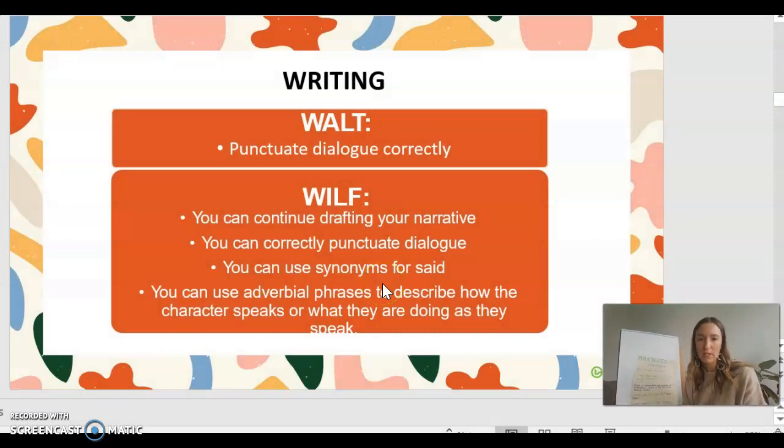So what we are looking for today is that you can punctuate your dialogue correctly. You're going to continue working through your narrative, but with a focus on punctuating your dialogue, thinking of synonyms for said, and using adverbial phrases to describe how the character speaks or what they are doing as they speak.